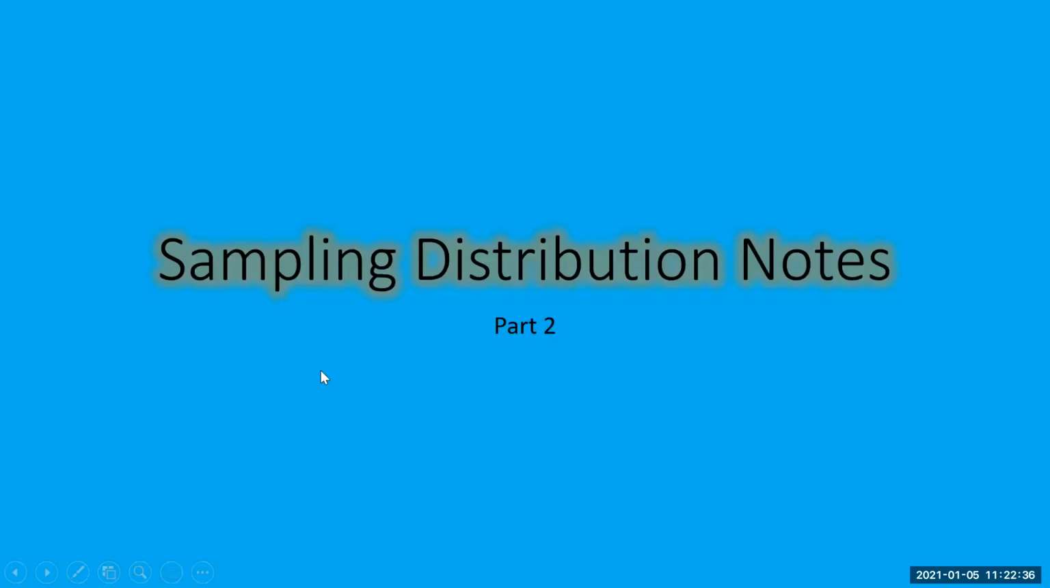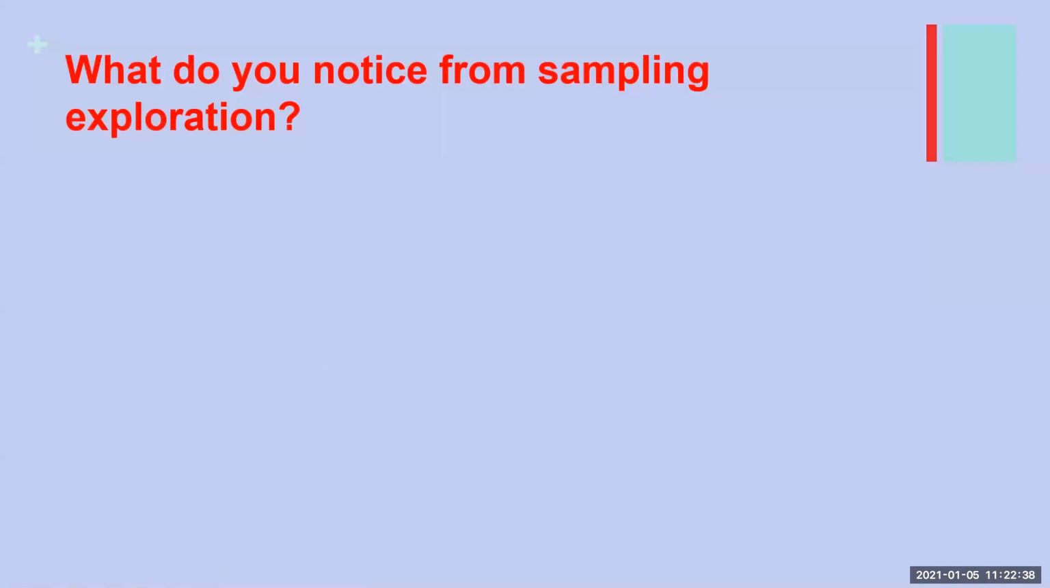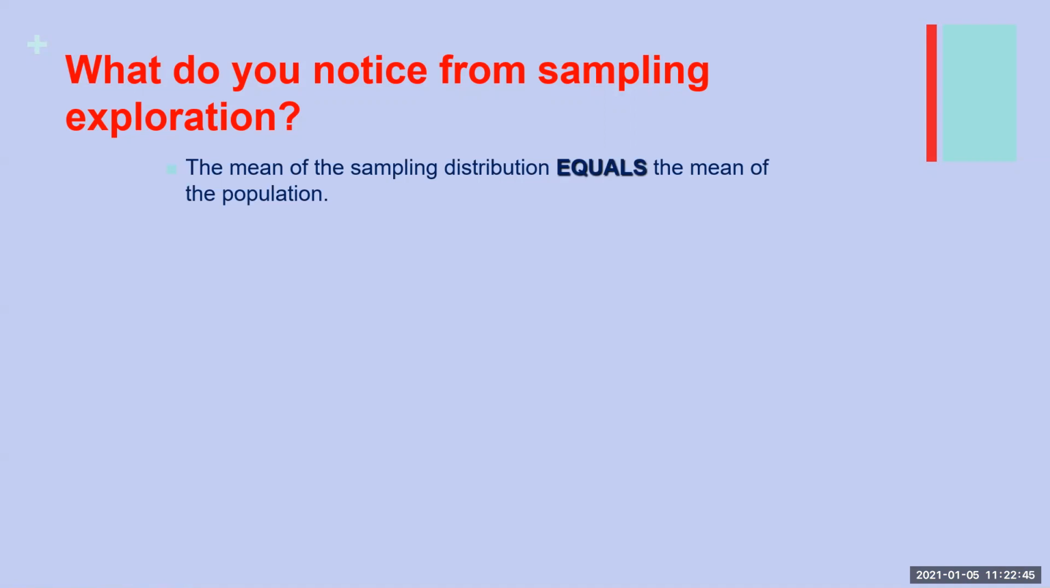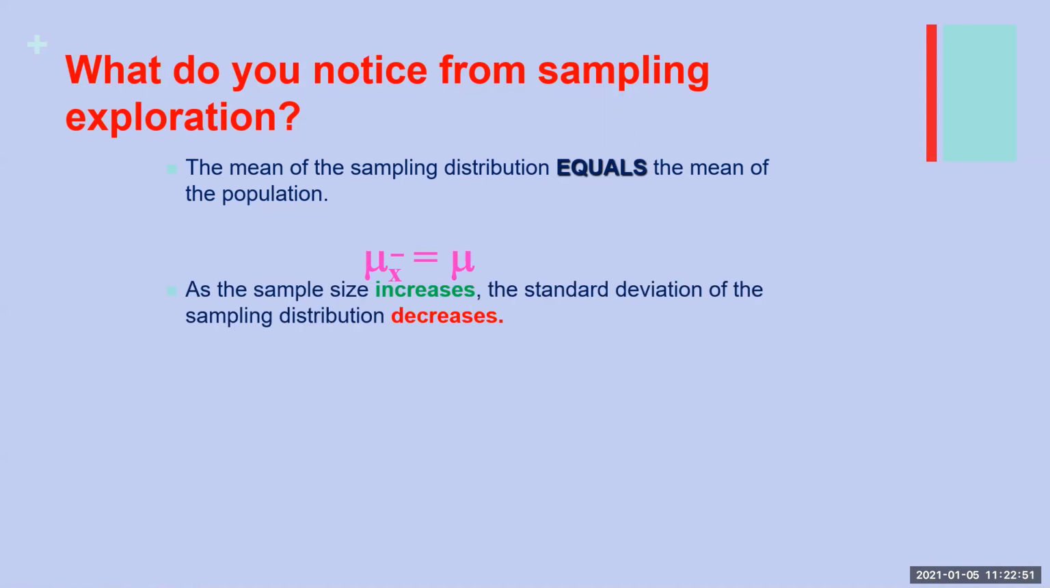Okay, part 2 of our sampling distribution notes. From our sampling exploration activity that you did with the applet, you should have noticed that the mean of the sampling distribution always equals the mean of the population. But as the sample size increases, your standard deviation should always decrease. So as n increases, the standard deviation of the sample mean should decrease.